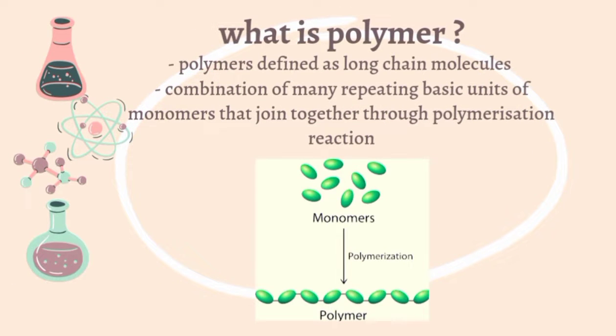What is polymer? Polymer is defined as long-chain molecules made from a combination of many repeating basic units of monomers that join together through a polymerization reaction.